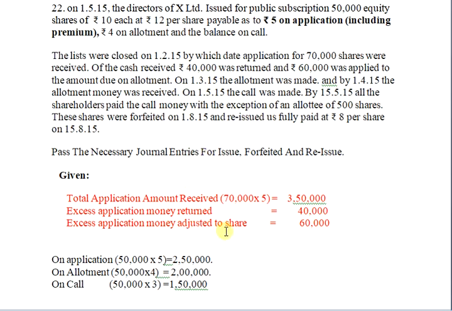Excess application money adjusted to share allotment: on share allotment we are adjusting 60,000. Here on application, 50,000 into 5 is the original application amount we need to transfer to the share capital account. 50,000 into 5 becomes 2,50,000. On allotment, 50,000 into 4 becomes 2 lakhs. On call, 50,000 into 3 becomes 1,50,000.